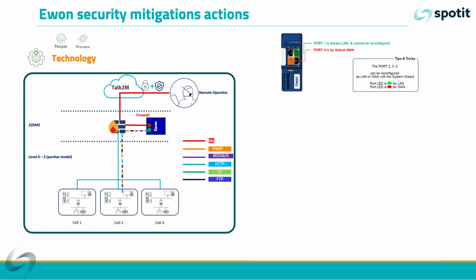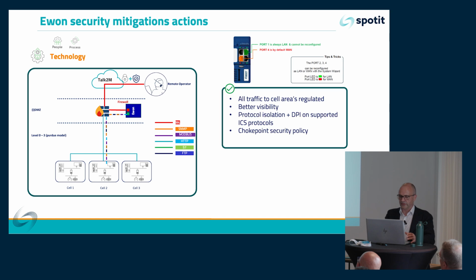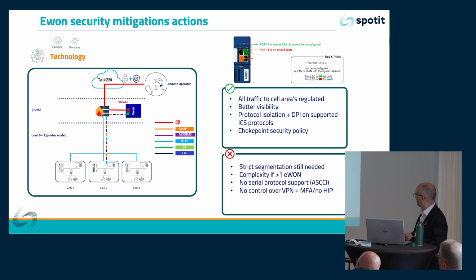But more importantly, with the LAN interface connected to the firewall, you will be able to see all traffic that egresses from the E1 towards your factory LAN. By doing this, you create better visibility. You create a choke point, meaning all the traffic needs to go through the firewall. And you can also do deep packet inspection on the protocols that you allow on the firewall, if you have next-gen firewall capabilities. The drawback of this security mitigation is that you also need to think about your strict segmentation.